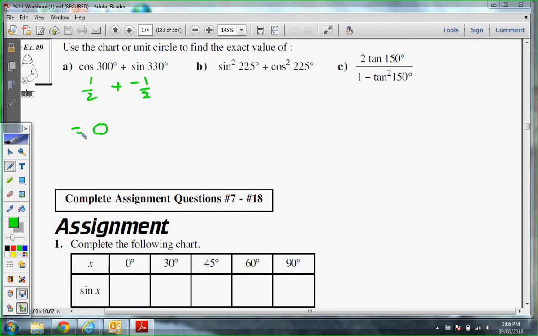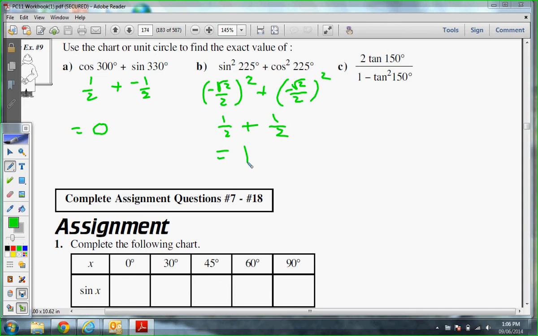When there's a square like that on the sine, that means the whole thing is squared. Once you get sine of 225, it's that thing squared. So sine of 225 is negative root 2 over 2, and they want that thing squared. Same thing for cosine of 225, which is also negative root 2 over 2, squared. Which gives you 2 over 4 and 2 over 4, which is 1/2 plus 1/2, which is 1. And the final hurrah here.